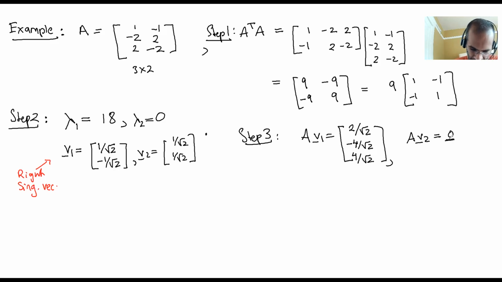Okay. And that makes sense because lambda 2 is 0. And the corresponding singular value, sigma 1, is square root lambda 1, which is 3 square root 2. Sigma 2 is just 0.